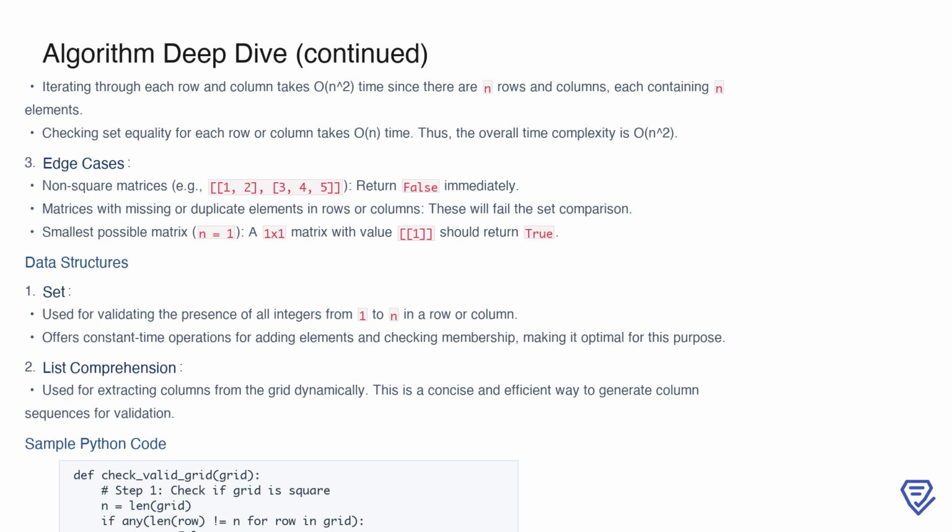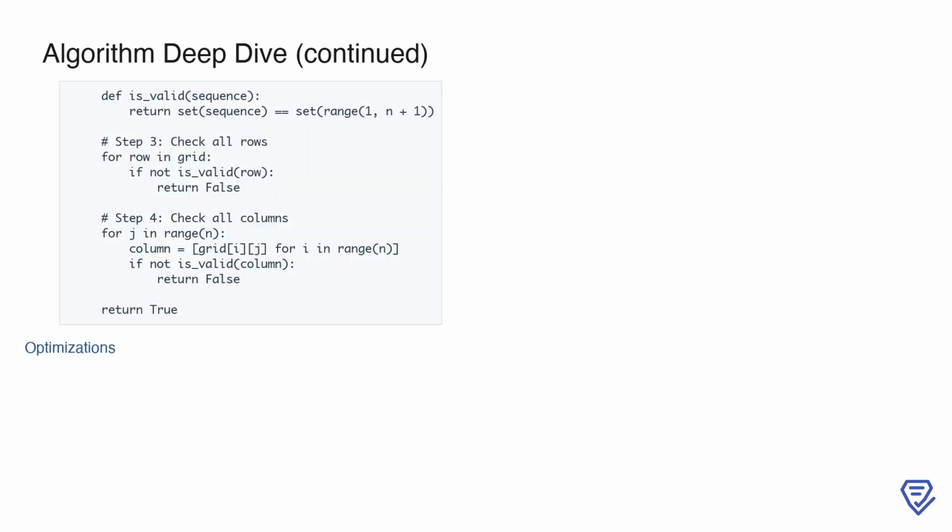Now, let's look at the Python implementation. First, we begin by checking if the input grid is square. This is done by comparing the number of rows and the lengths of each row. If any row length differs from the number of rows, we return false right away. The next step is defining the helper function is_valid.